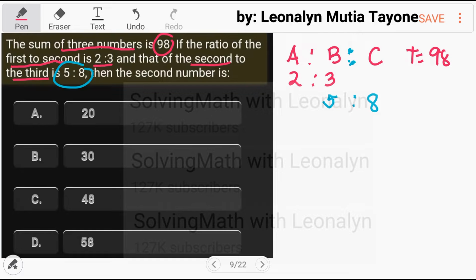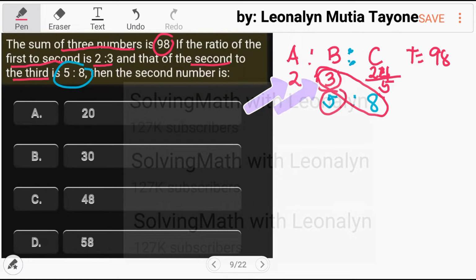Simplest way to do this ay i-keep mo yung 3 sa B. Kung ano yung equivalent ni C kung 3 lang si B. All you have to do is just multiply this, and that is 24 over 5. So now the ratio is 2:3 is to 24 over 5. How come, ma'am?